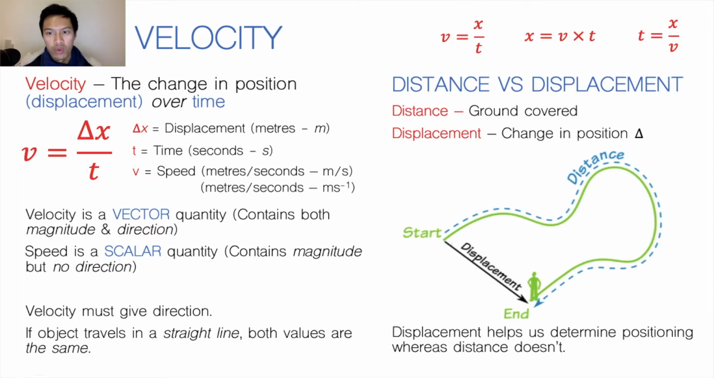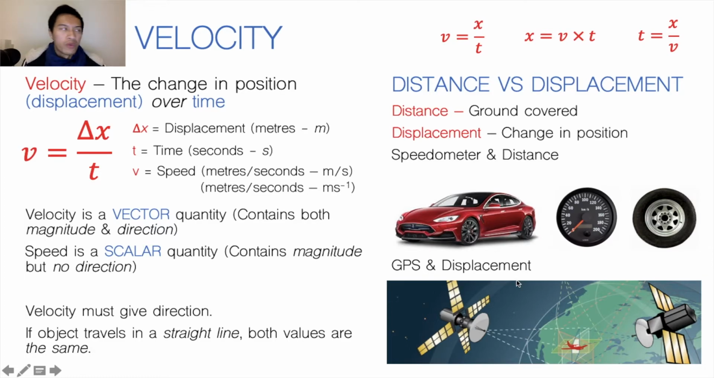That change is represented by the Greek letter delta, which is this little triangle here. You'll see this come up again later on, but for now, that's all you need to know. Displacement helps us determine positioning, whereas distance doesn't tell us positioning. So if this displacement is about 5 meters, it'll be 5 meters southeast. Now, what do we use the two different things for?